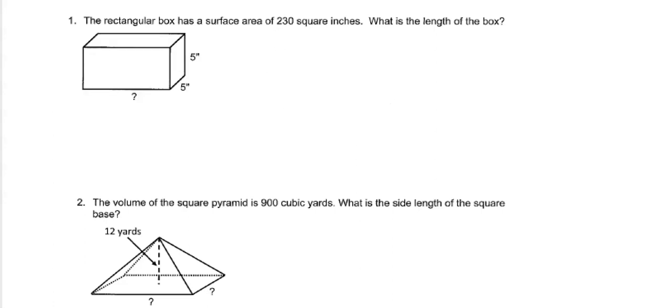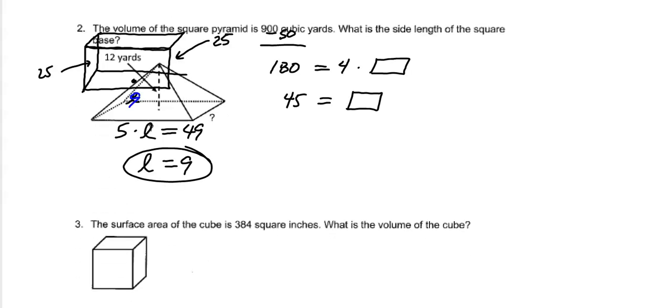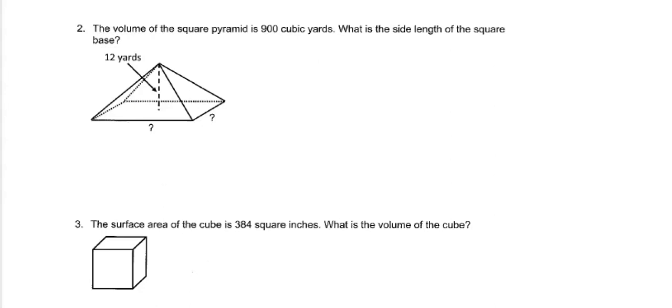Moving on down, number 2, the first of many number 2s. I stole these from a lot of different assignments, so I didn't change the number, I just grabbed them. So the volume of a square pyramid is 900. Find the side length of the square base. Since it's a square, I know that these two are the same. Right away, I start off with my volume formula. Volume of a pyramid is 1/3 base area times height.